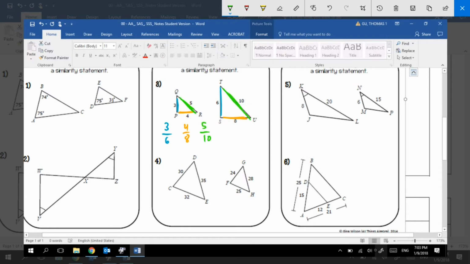Now, are all of these ratios the exact same? Well, if I reduce 3 over 6, that can be reduced to 1 over 2. 4 over 8, that's the same thing as 1 over 2. 5 over 10, that's the same thing as 1 over 2.